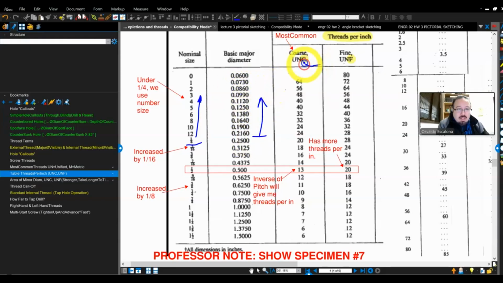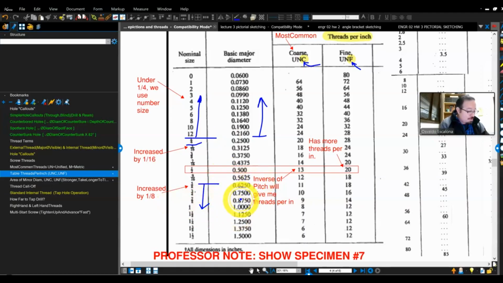You also notice that you have unified national coarse and unified national fine. Again, that's the difference. One has thicker threads. The other one has nice and fine threads. After a quarter, you will get increments of a 16th. And somewhere after the 9/16, you will have increments of an 8th. That's how you will see these ones, most likely.